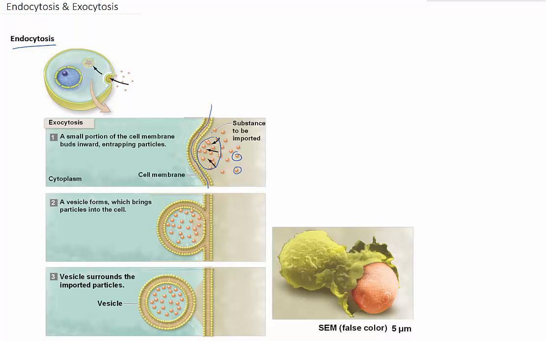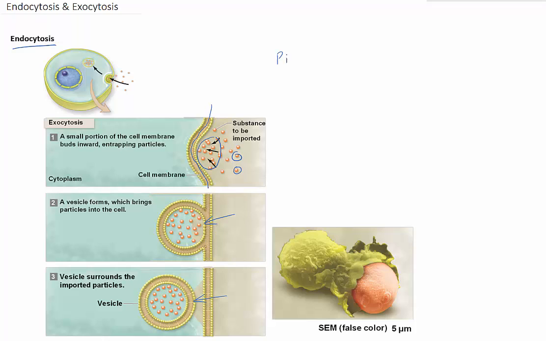The indentation then becomes a bubble, which is on the inside of the cell and has trapped all of those substances that were previously on the outside of the cell. That membrane finally forms a vesicle, which pinches off the cell membrane and moves into the cell. And this is how particles are actually imported from the outside of the cell to the inside of the cell through endocytosis. There's actually two main forms of endocytosis.